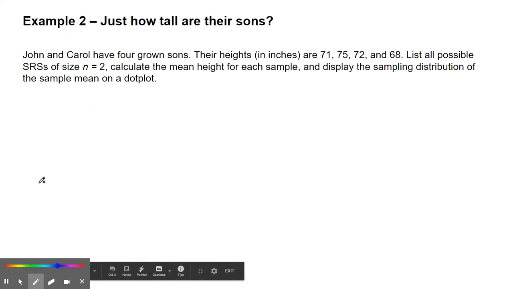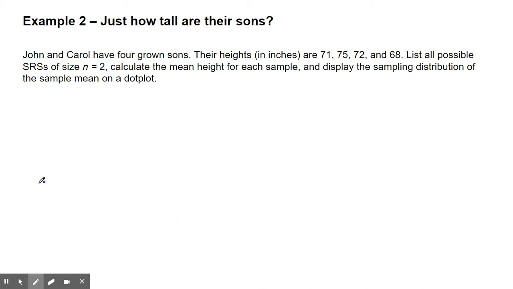All right, so example 2, just how tall are their sons? John and Carol have 4 grown sons. Their heights in inches are 71, 75, 72, and 68. List all possible SRSs of size n equals 2. Calculate the mean height for each sample and display the sampling distribution of the sample mean on a dot plot.